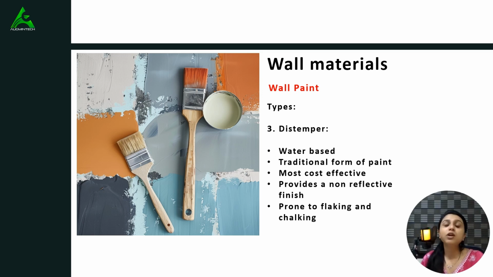If you are looking for a space which is high traffic and it is going to have a lot of crowd, then maybe you can go for enamel paint. And if you have very less budget, let's say you do not have budget for paint at all, then you can go for distemper paint. And also, if you have a space which is going to be utilized only temporarily for a few months, then you can go for distemper paint.